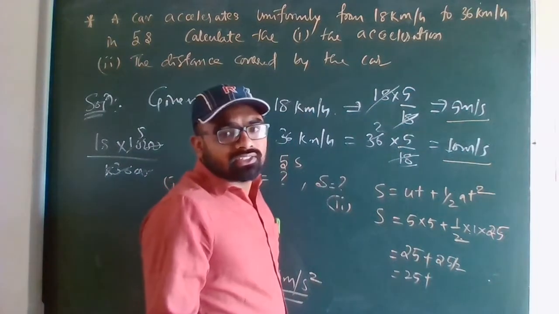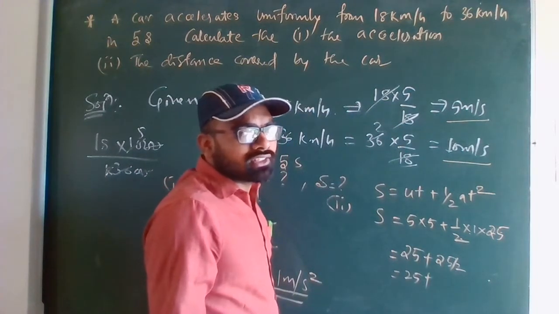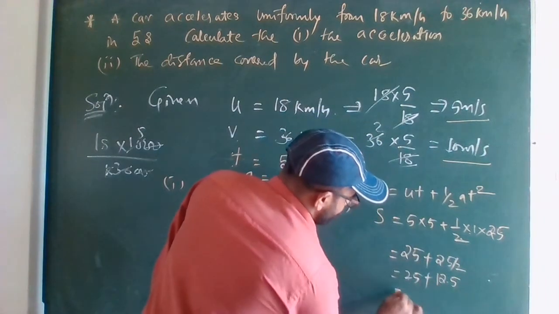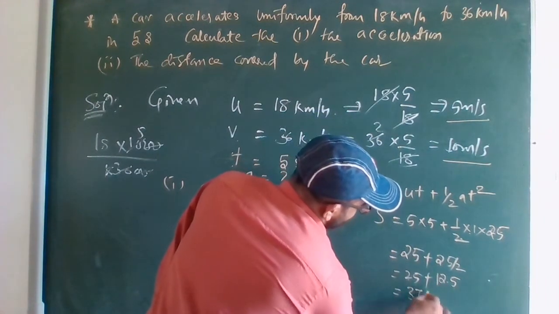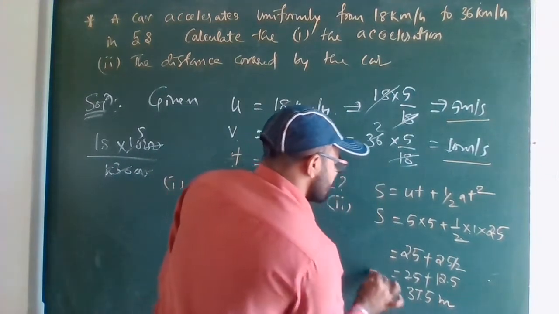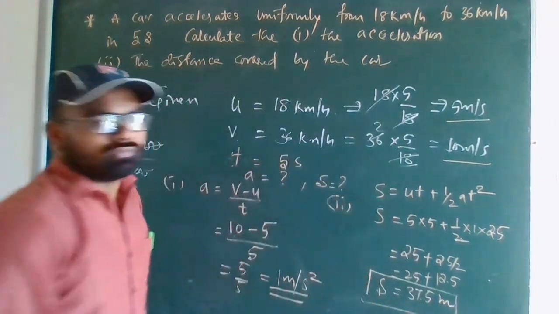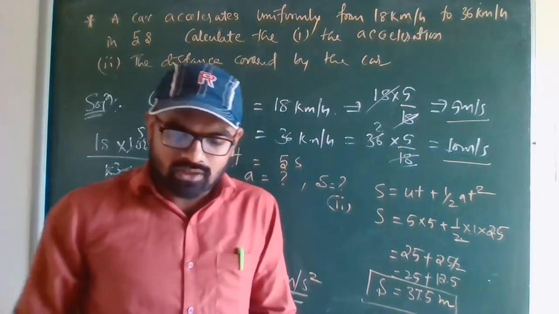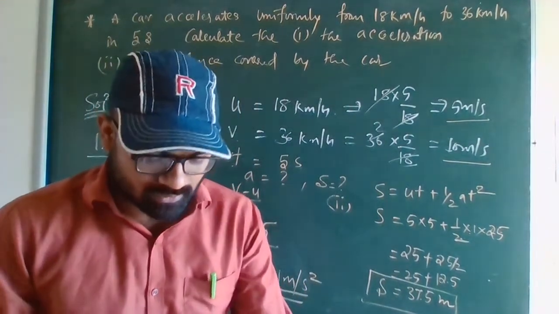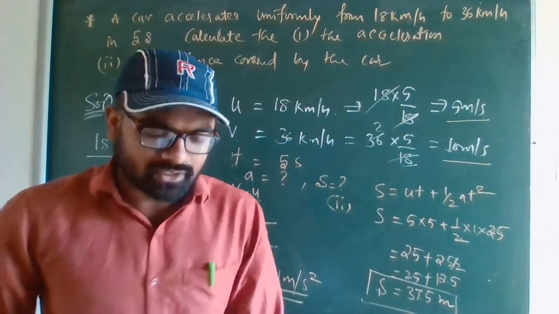What do you get if you halve 25? It becomes 12.5. So 12.5. 25 plus 12.5 is 37.5 meters. This is the distance. I hope this much is clear. So the acceleration of the car is 1 meter per second square and the distance covered is 37.5 meter.